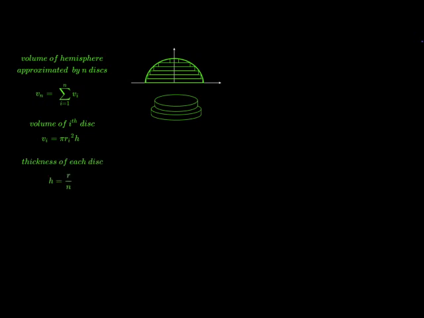The thickness of each disk will depend only on r and n. Simply the radius divided by the number of disks will provide the thickness of the disk. In order to calculate the radius of the ith disk, it will be convenient to have the height of the top of the ith disk, which would be i times the thickness of the disk.